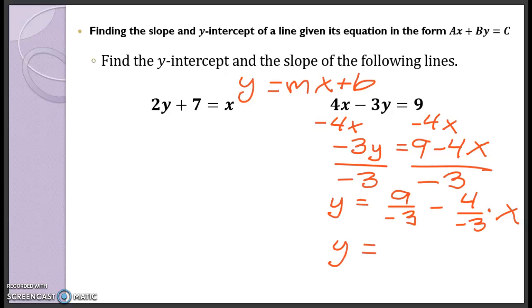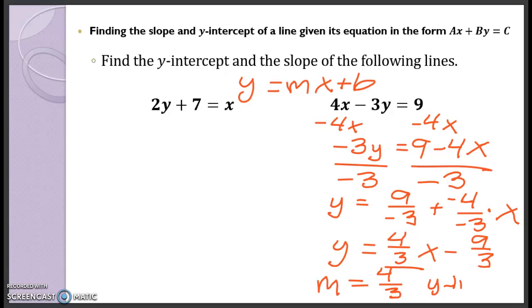Y equals, now this is like having plus a negative, right? So this is -4 over -3, which becomes a positive 4/3 x. Then we have a 9 over -3, which becomes a -9/3. So what is m? M, or our slope, is 4/3. And then our y-intercept is at 0, negative 9/3.